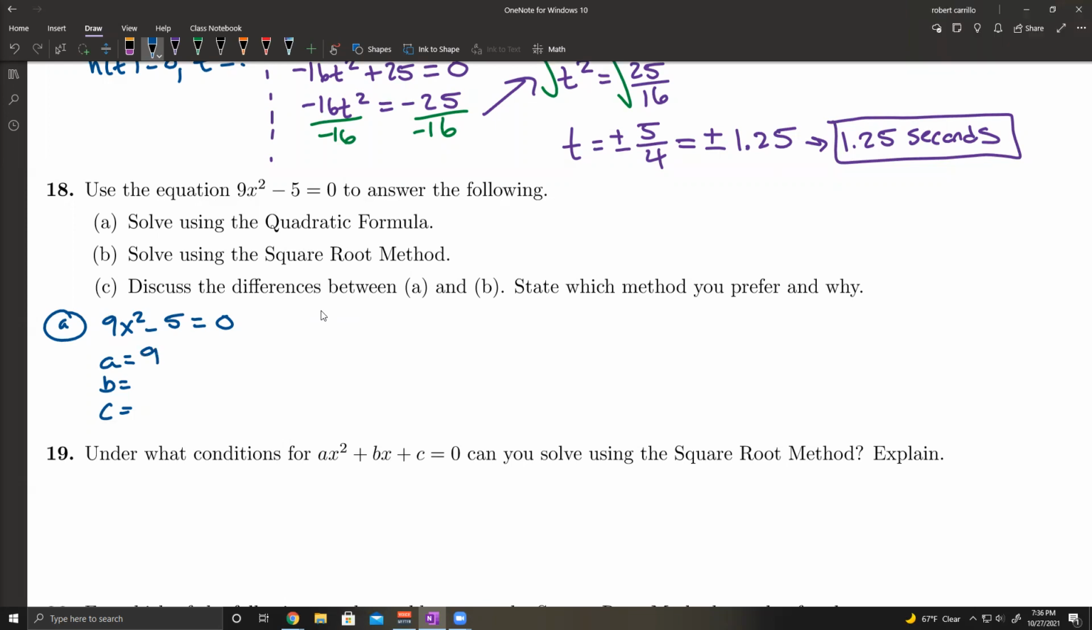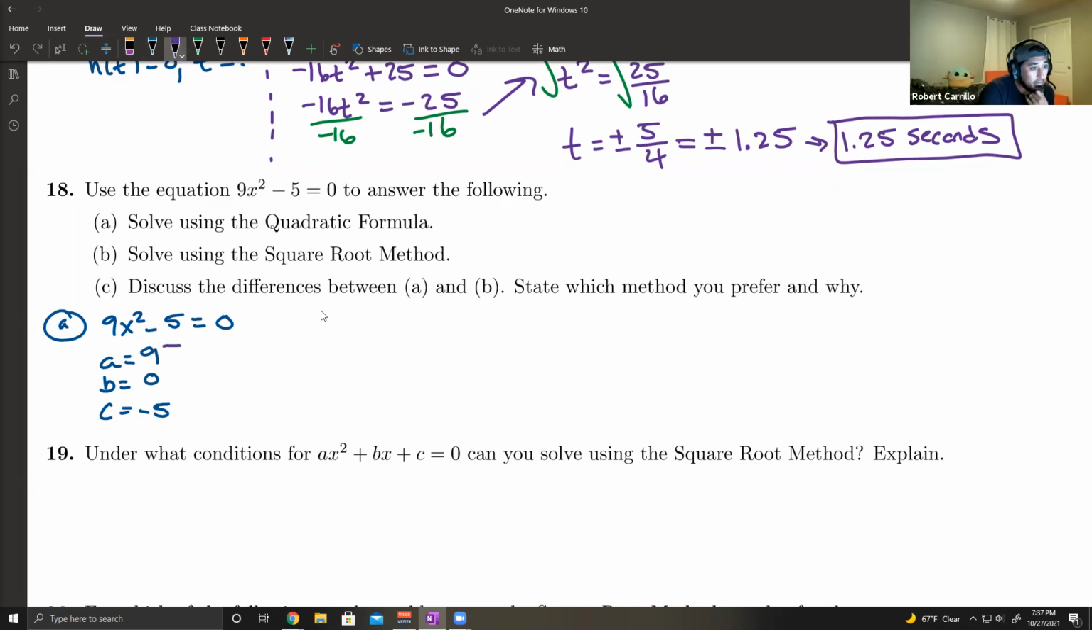9, 0, and -5. Good. And then the quadratic formula: x equals negative b plus or minus the square root of b squared minus 4 times a times c, all over 2 times a.